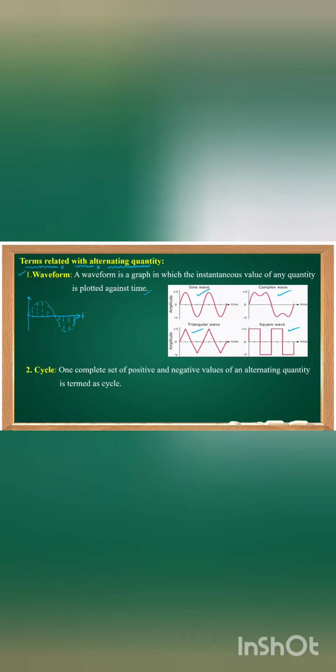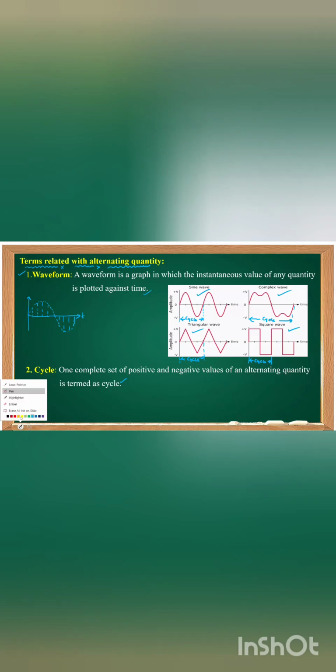What is the cycle? How to define the cycle? One complete set of positive and negative values of an alternating quantity is termed as cycle. See, for example, in this waveform, positive and negative values, this is called cycle. In this positive and negative values, this is called cycle. One complete set of positive and negative values of an alternating quantity is called cycle.